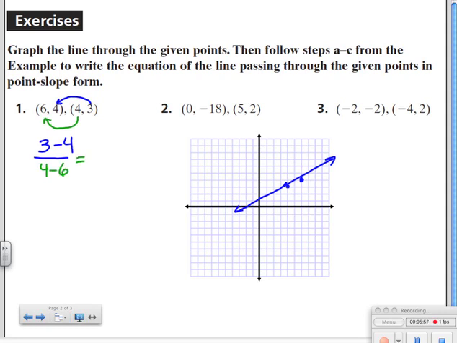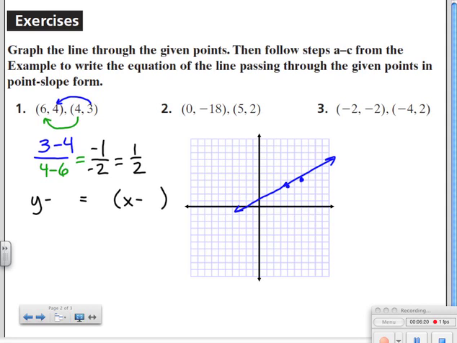And you're going to notice that this does have a positive slope because it goes up from left to right. However, when I subtract these two things, I end up with a negative over a negative, which is a positive slope of 1/2. And now I just plug in the slope and a point into my equation.